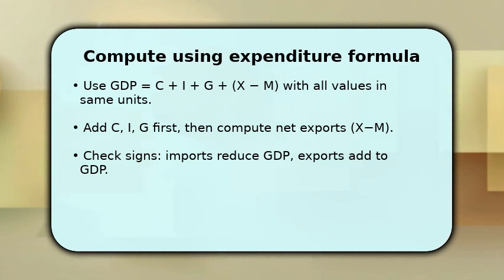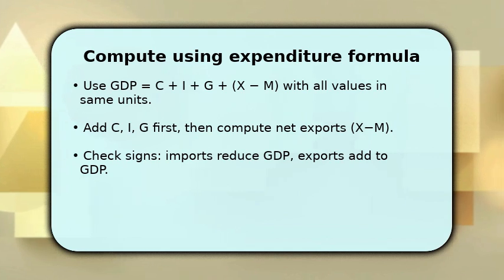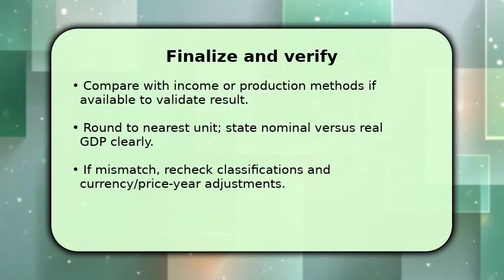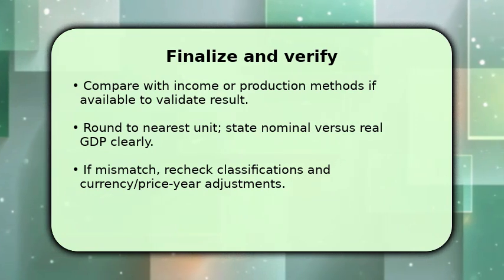Once done, add the net exports to the subtotal. Make sure you treat imports as a subtraction; they reduce domestic output. If figures represent nominal values, note that you're finding nominal GDP. If adjusted for price changes, you'll obtain real GDP. Finish by double-checking your arithmetic and labeling the outcome as nominal or real GDP.